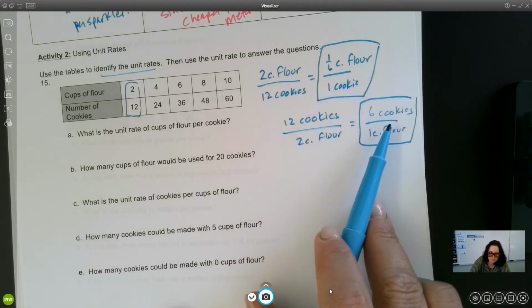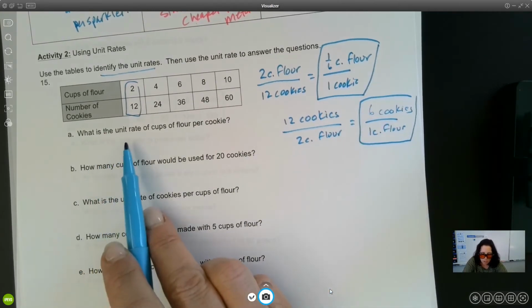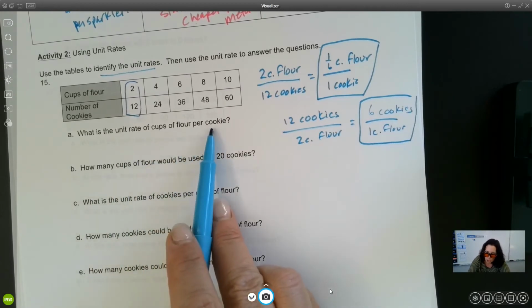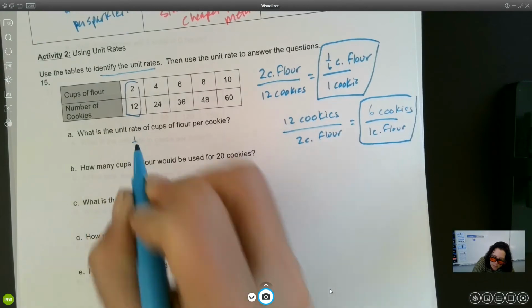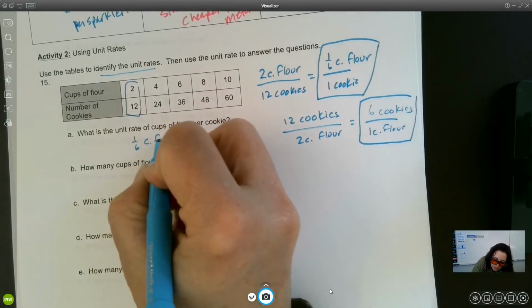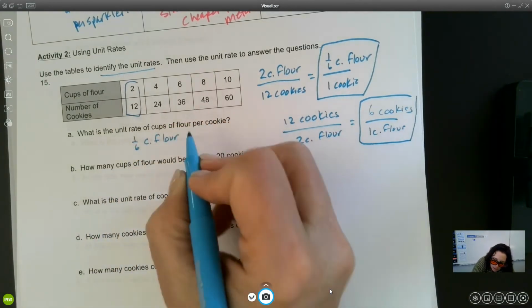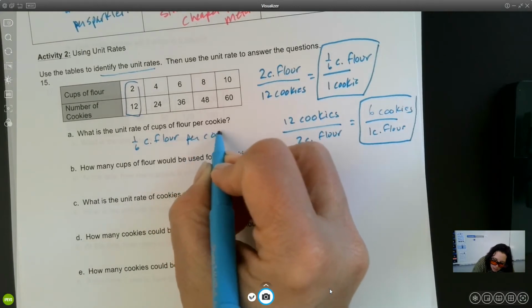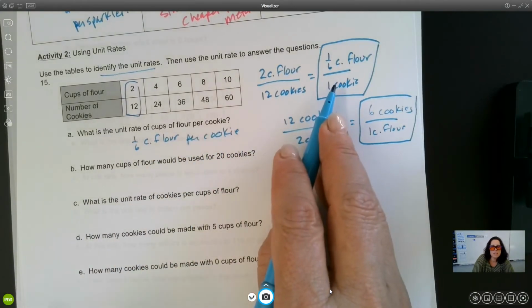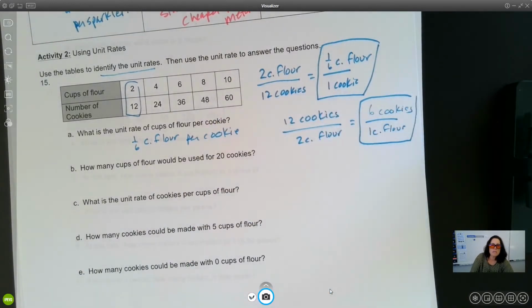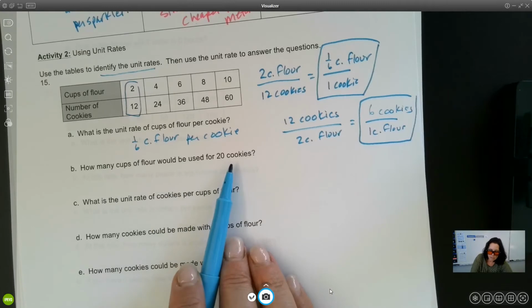Okay, and if I used any one of these pairings, I would have gotten the same unit rates. Okay, all right, what is the unit rate of cups of flour per cookie? Right here it is. So 1/6 cup flour per cookie. And remember, you can choose to write it like that, or you can write it like that. It's the same thing, I'm just kind of squinched on space. How many cups of flour would be used for 20 cookies?